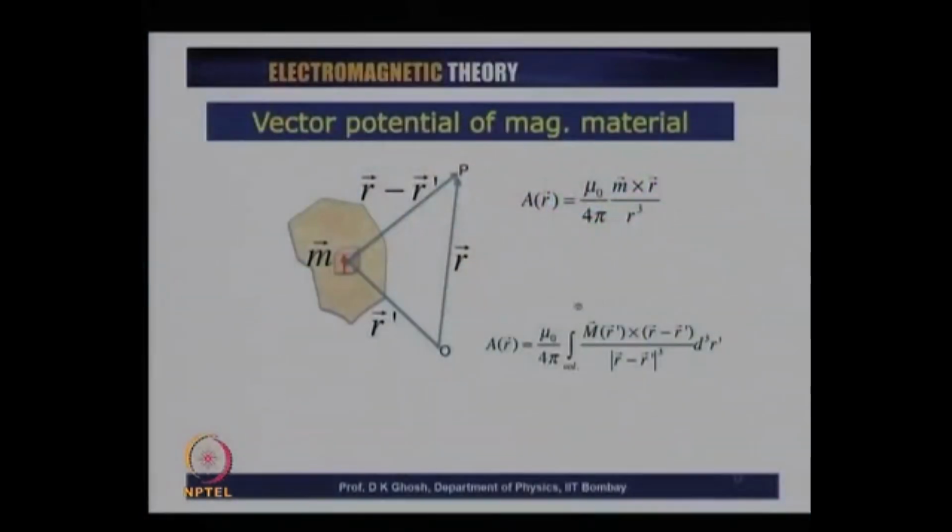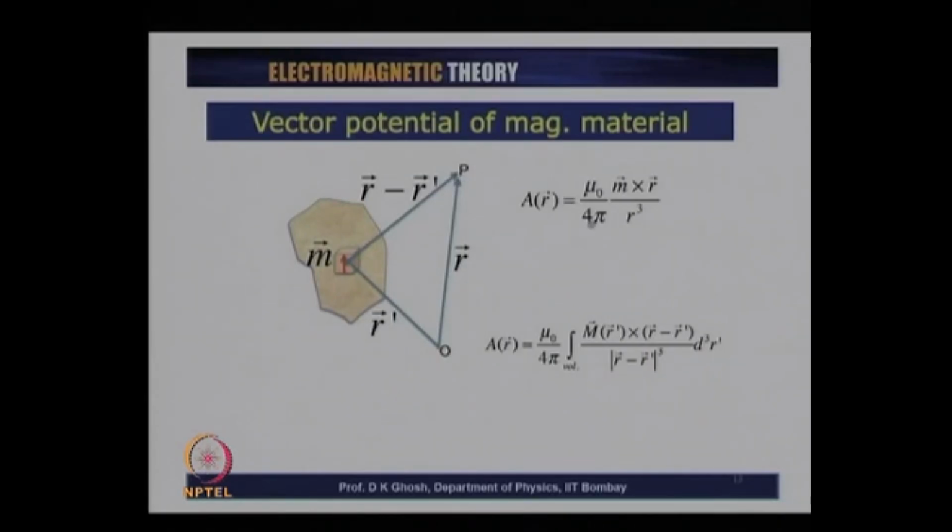Now, what we are going to do next is to calculate the vector potential of a magnetic material. We had seen the total contribution will be because of two things. One is that I have the charge transport, and of course, I have the averaged microscopic currents. So, let us look at this picture here. In this picture, I have shown at a position r prime a magnetic moment M, and I am looking at the field at the point P.